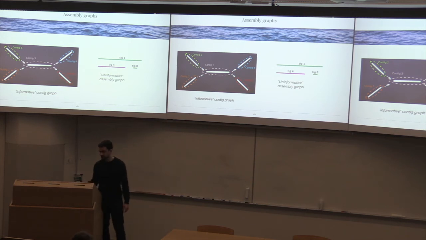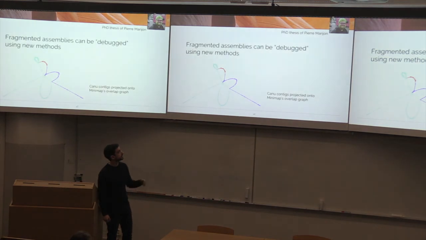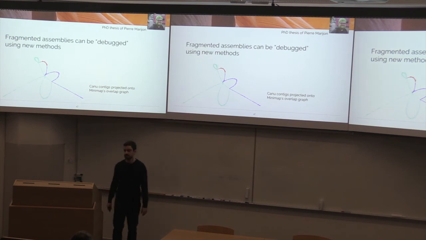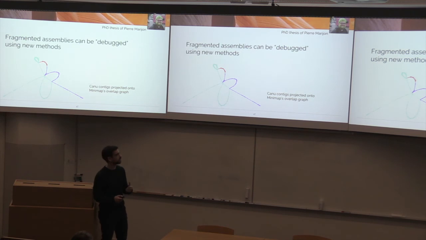And we looked into this and we dug into this. And in the end, we proposed a few methods to actually debug assemblies. This is a work of Pierre, who is actually in the middle of the audience right now. We've looked at fragmented bacterial assemblies because we have to start somewhere. Bacteria are small, and sometimes they are fragmented by the assembler. And they can be debugged.